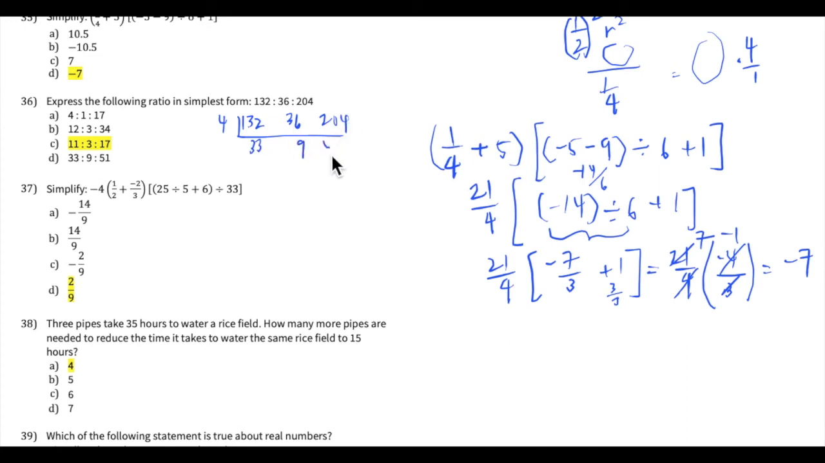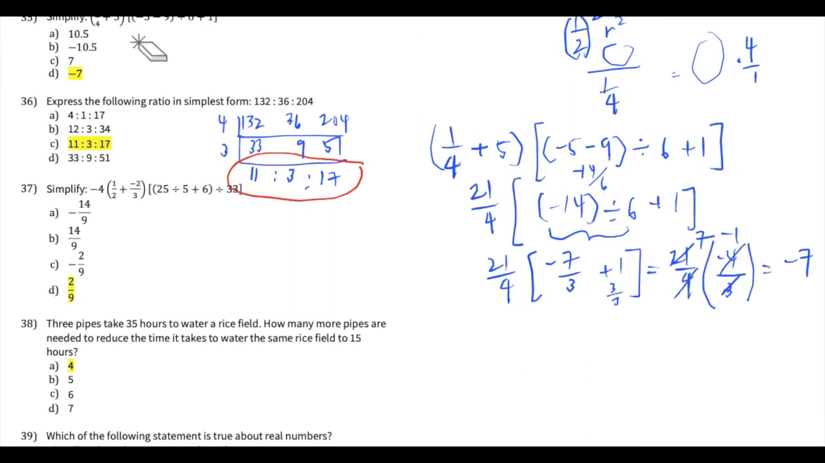This one, 51. Okay? If you check this, lahat sila divisible by 3. We have 11, 3, and 17. Okay? Ang simplified ratio mo nito would be yung nasa pinakababa. Okay, so ito na yung answer. 11 is to 3 is to 17. Number 37. Simplify this one.